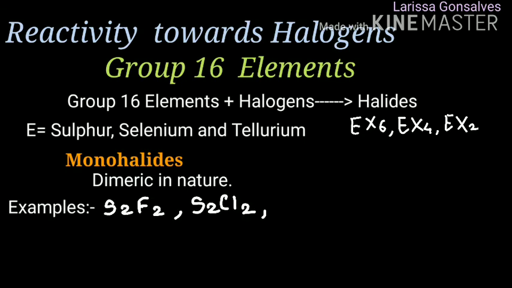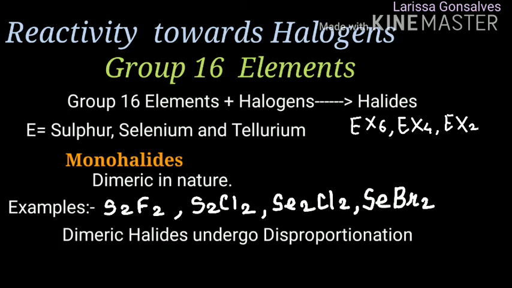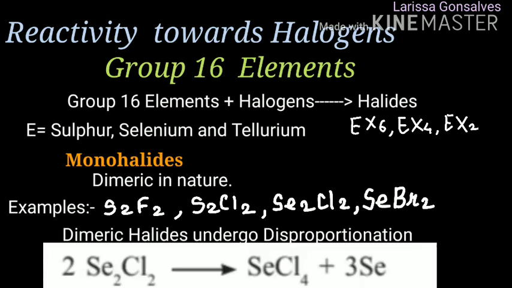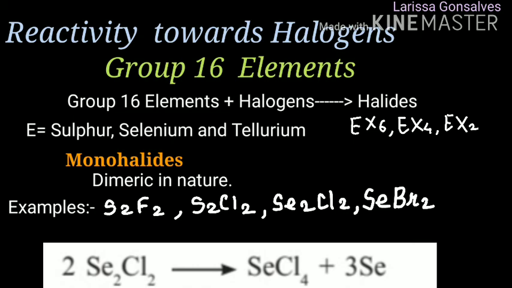Examples of monohalides are S2F2, that is disulfur difluoride, S2Cl2, that is disulfur dichloride, Se2Cl2, that is diselenium dichloride, and Se2Br2, that is diselenium dibromide. These dimeric halides undergo disproportionation. Here is an example of the same. Disproportionation is a reaction in which a substance is simultaneously oxidized and reduced, giving two different products.